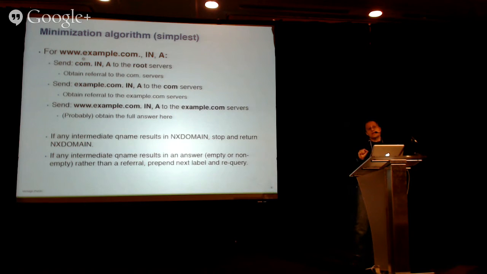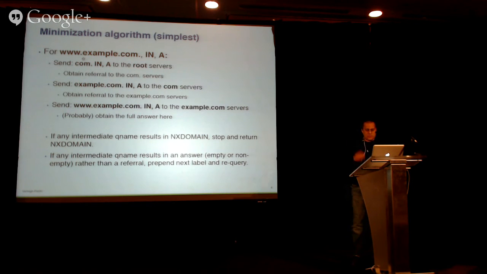So a few things also to note. If any intermediate query name results in an NXDOMAIN, we just stop resolution right there, because that's how iterative resolution works. But also, this is something that may be slightly unusual. If an intermediate query name actually results in an answer, either empty or non-empty, we just ignore it, prepend the next label, and issue the query to the same set of authoritative servers.